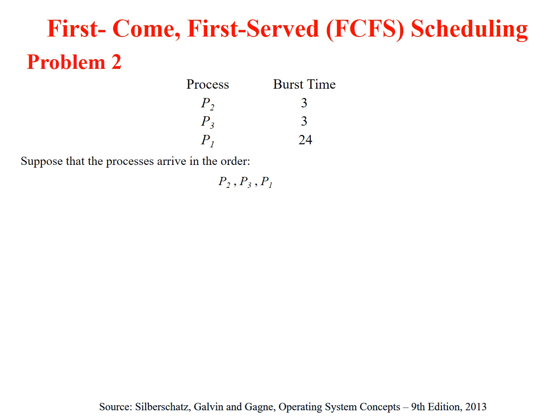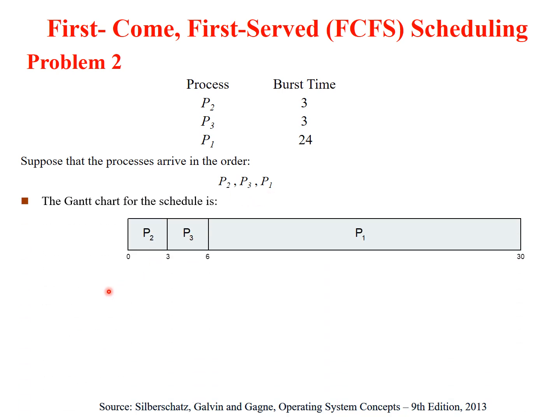Now, let us change the order of arrival as P2, P3, P1. So, the Gantt chart for this schedule is this. P2 begins at 0, it will end at 3. Then comes P3, whose burst time is 3. So, it starts at 3 and it will end at 6. P1's burst time is 24, so it will begin at 6 and it will end at 30.